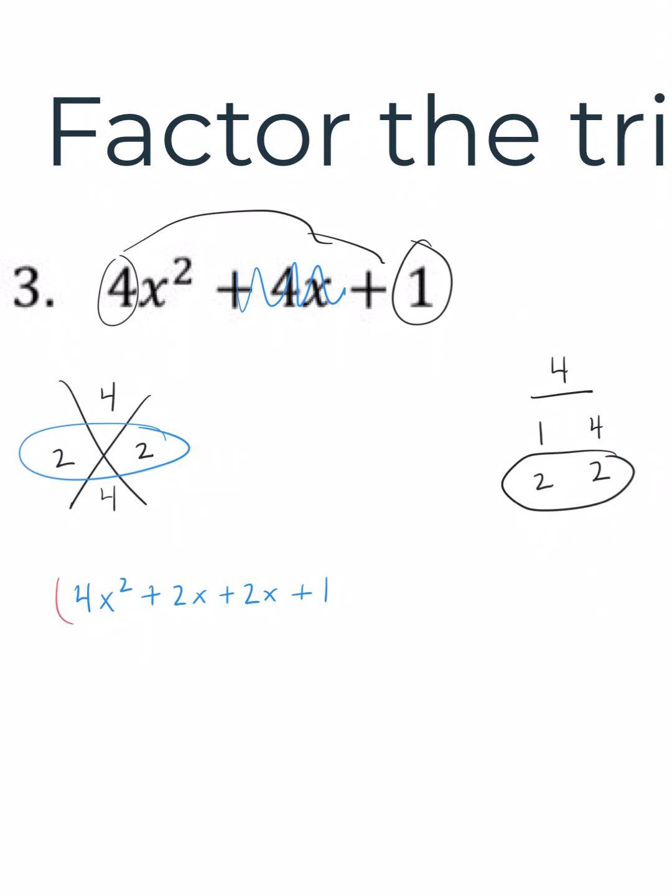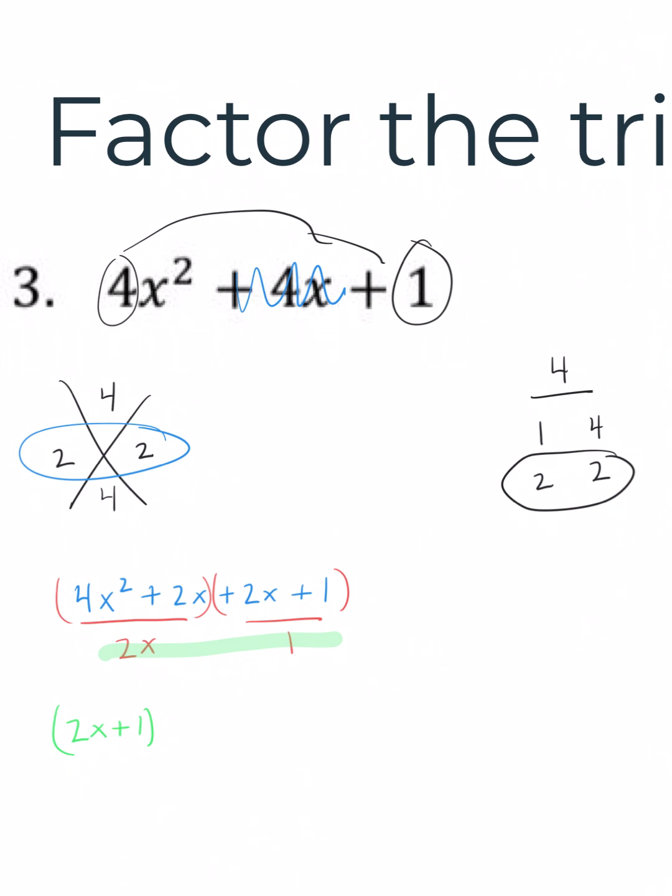So now I have those. I'm going to take these two and these two. 4x squared and 2x, they both have a 2x in common. And a 2x and 1, they both have a 1 in common. So the first thing I can do is use that bottom piece right here, and that can be my first. So I'm going to say 2x plus 1, and it's all positive because I don't have any negatives, okay?